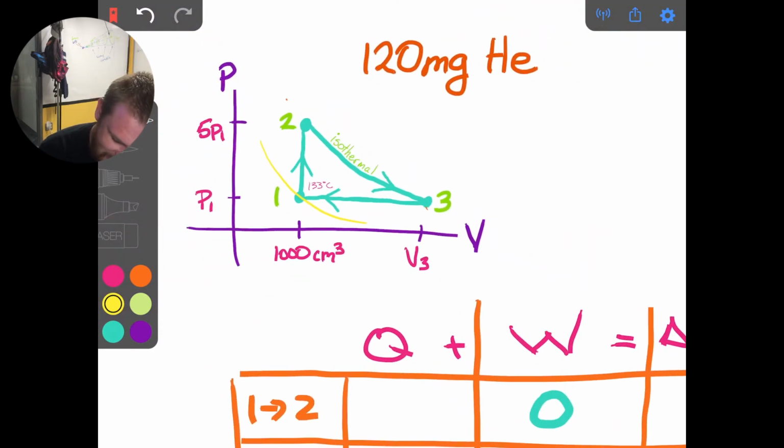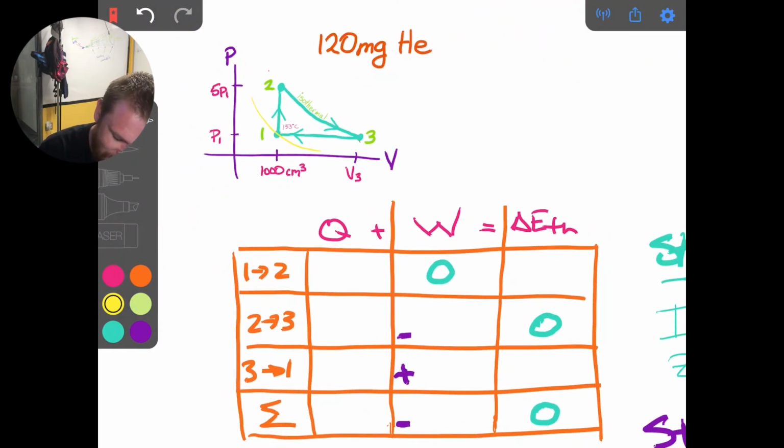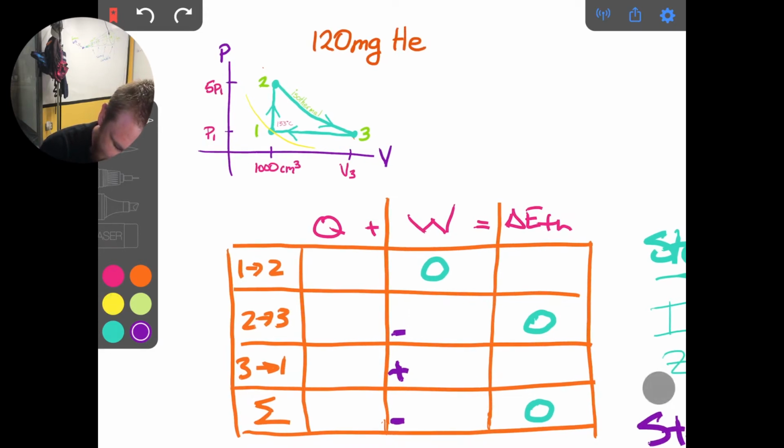So that means, how's delta E thermal changing? Well, as we go from 1 to 2, we're increasing, going from the lower isotherm to the upper isotherm, so that's a plus. And, oh, I guess purple is what I chose for the signs. Go ahead and switch that back to purple. And for 3 to 1, we've got to get back to where we started, so that is going to be a minus.